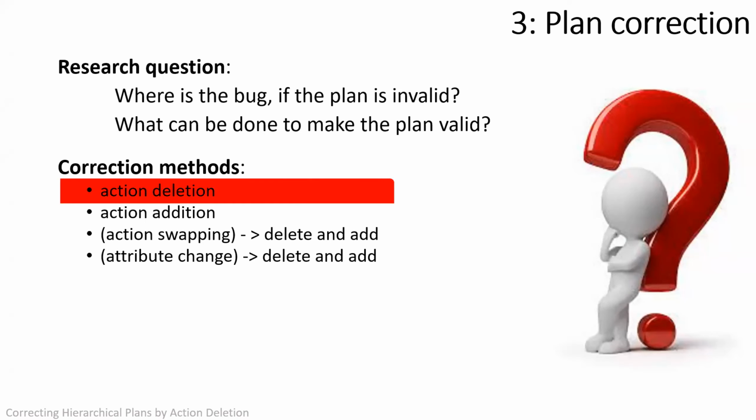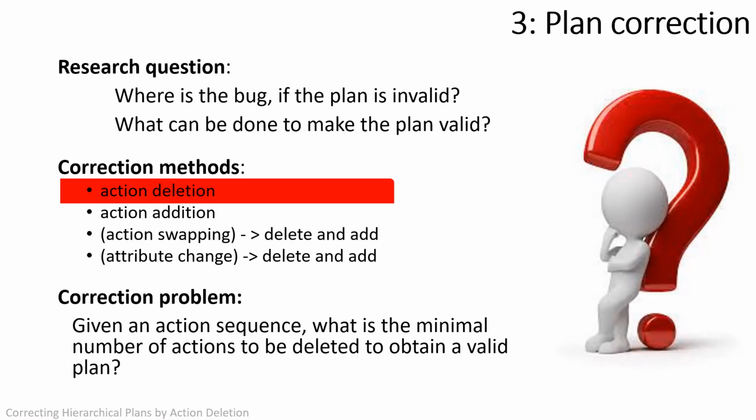Now, what we focus on here is just action deletion. In the future, we would obviously like to do action addition as well, and then a combination of both. So how do we define this? Given an action sequence, what is the minimal number of actions to be deleted to obtain a valid plan?